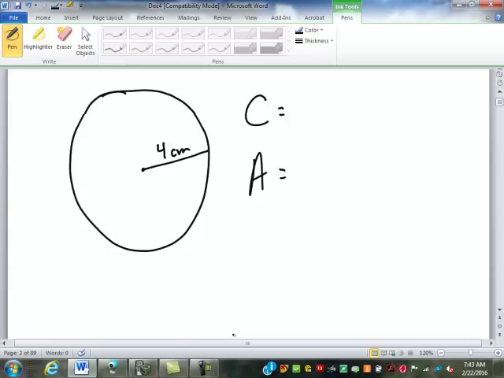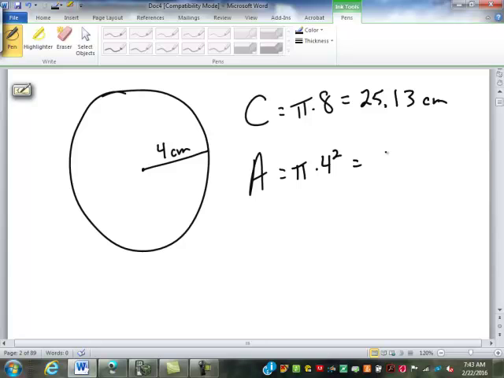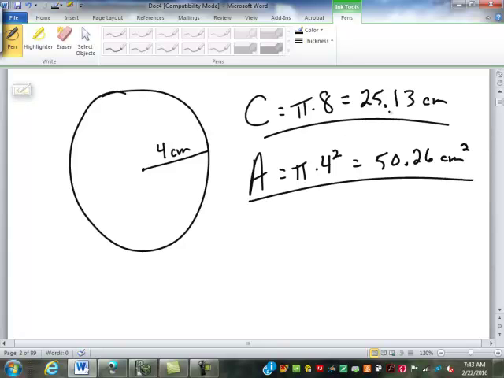So what'd you find for circumference? Okay, so it's pi times 8, right? So yeah, 25.13, we'll call it, centimeters. Area, pi times not 8, but 4 squared, which is going to be, what, 50.26 centimeters squared. Any questions? Hopefully that's all coming back to you, right?